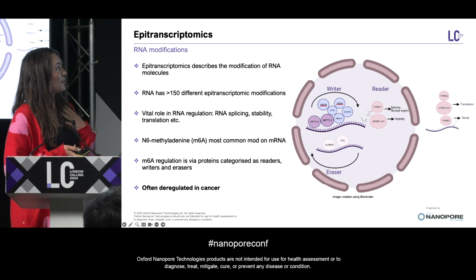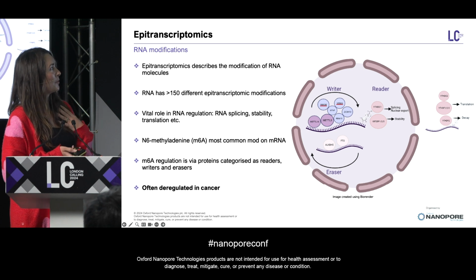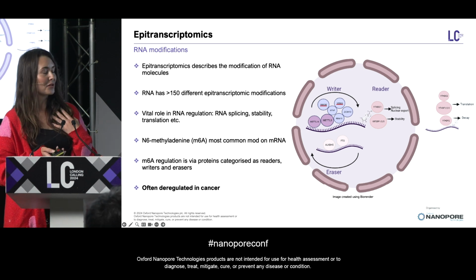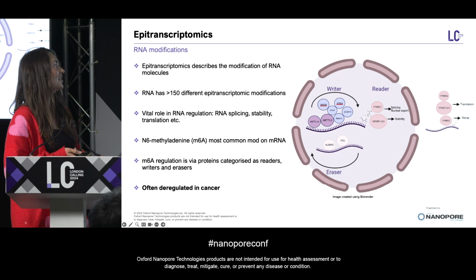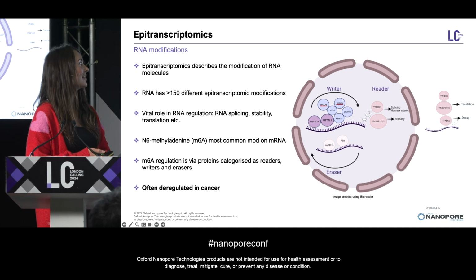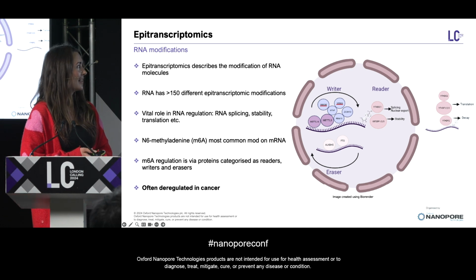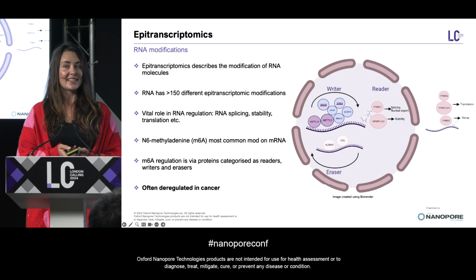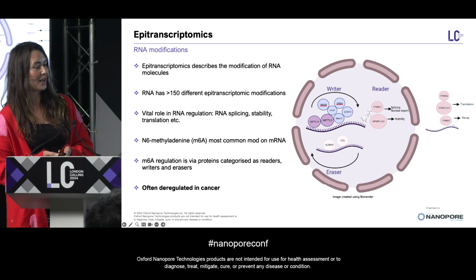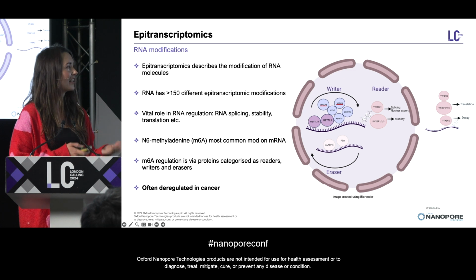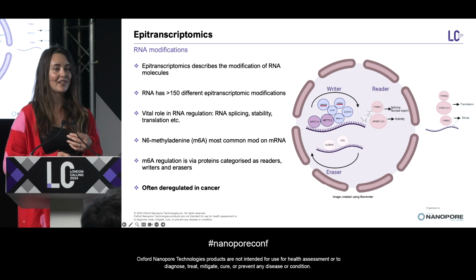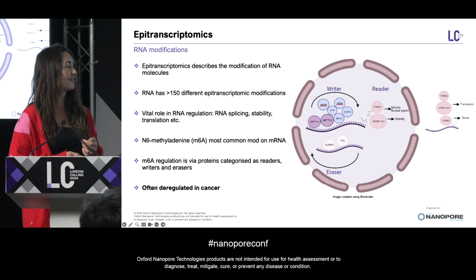RNA has more than 150 different modifications, and these play a vital role in RNA regulation, such as splicing, stability, and translation. N6-methyladenine, or m6A, is the most common modification of mRNA, and it's actually regulated via proteins categorized as readers, writers, and erasers.